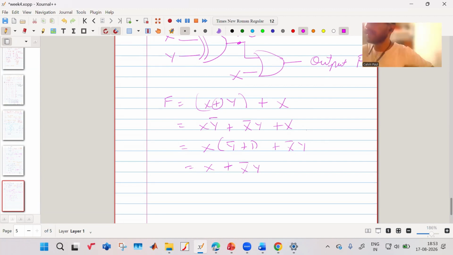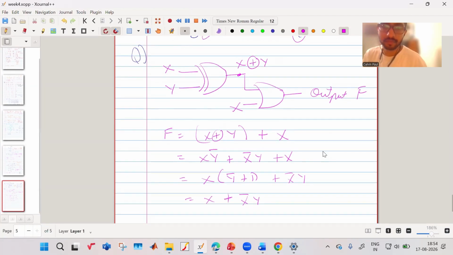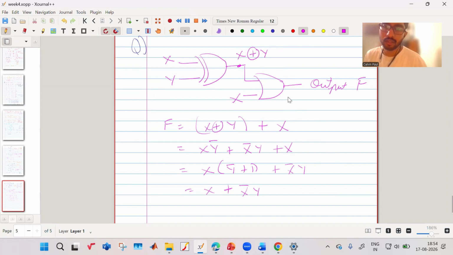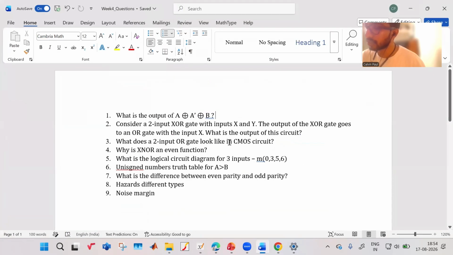Can this be further simplified? No. Okay, so this is how the circuit would look. You had this original circuit, but you can simplify it and make it a simpler circuit. So this is the way you should be comfortable with XOR gates. Okay. Let us go to the next question.